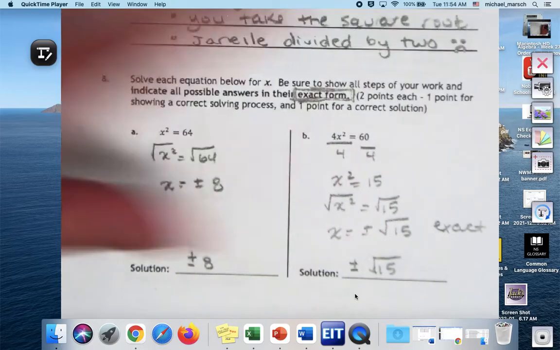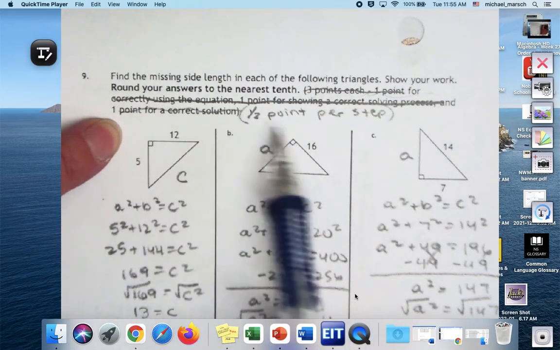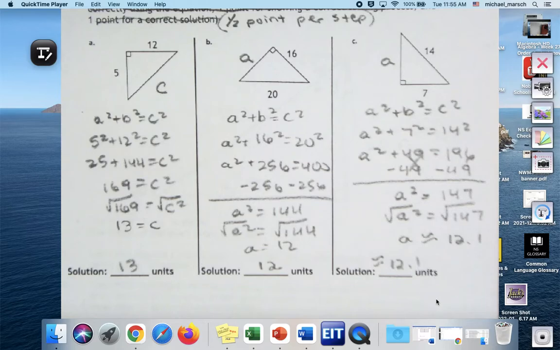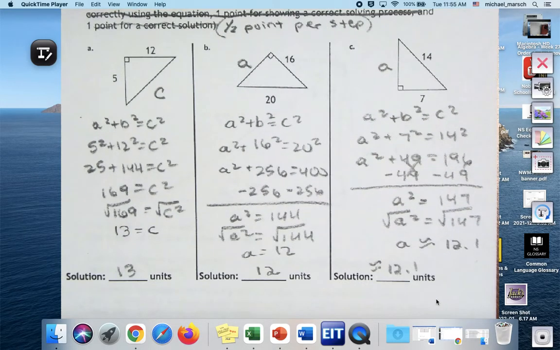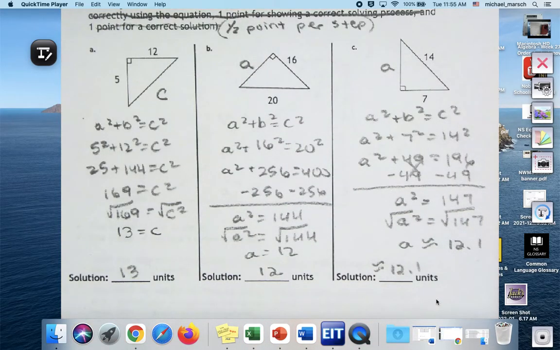Number 9, I need you guys to fix what it says in the directions for the point value. Cross that out. I thought I had caught all of these. Cross this out and just write half point per step, just like the other ones. So I was solving for the hypotenuse, a leg, and a leg. Easy points, right? So this whole section here is worth 10 points. 3.5, 3.5, 3. So that's the easiest 10 points. Don't make me take points off there.